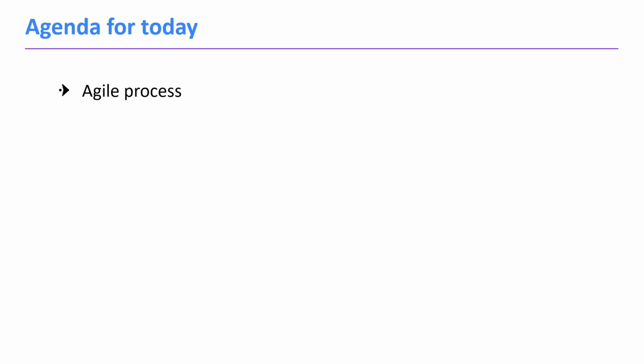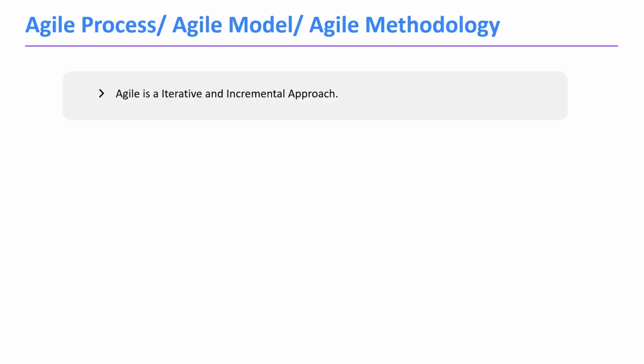In today's video, we are going to learn about Agile process. So Agile is an iterative and incremental approach. Iterative means same process keep on repeating. So here the process means requirement analysis, design, coding, testing, then delivery and maintenance. So these complete processes keep on repeating.